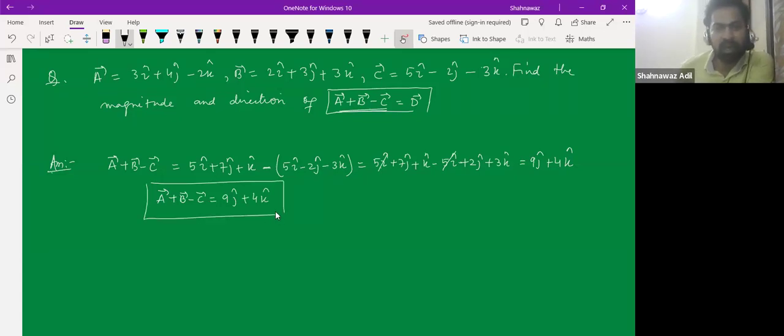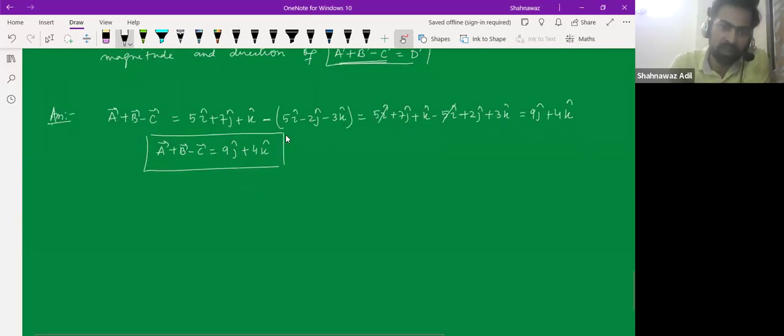Okay. Now we have to find out the magnitude and direction. So can you tell me what is the dimension of this vector? I'm asking what is the dimension of this vector, dimension. Yeah, what is the dimension? How many coordinates do you see in this vector?